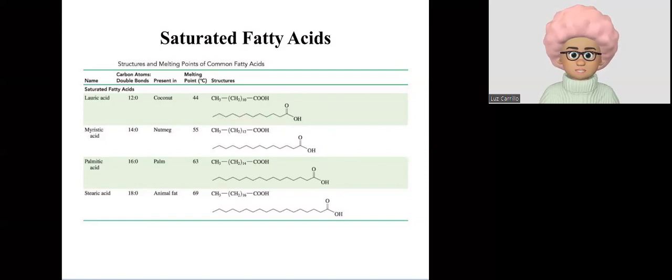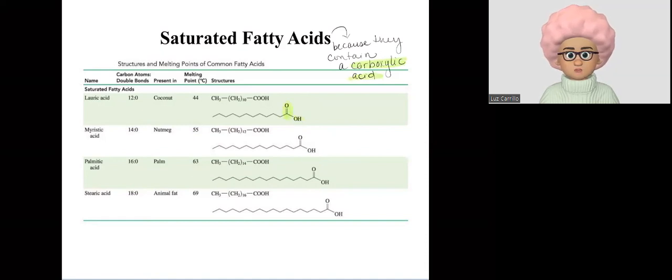These molecules are called fatty acids because they contain a carboxylic acid in their structure. And this carboxylic acid, I'm going to highlight it at least in one of the molecules. We could see it right here, C double bond O, OH. That's what symbolizes the carboxylic acid.